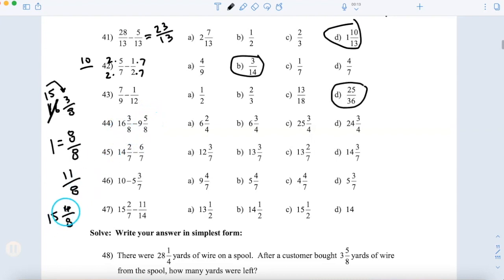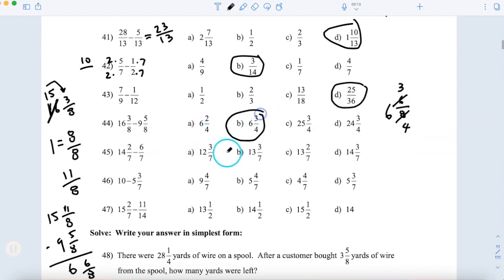Now I have 15 and 11/8 minus 9 and 5/8. So what's going to happen is I subtract the fractions. They have the same denominator, so 11 minus 5 is going to give me 6/8, and then I have 15 minus 9, which is going to give me 6. 6 and 6/8. Now, do I have that as one of my answers? No, I don't have 6/8 because I can simplify the 6/8. So if I divide it by 2 here, it's going to turn into 3, and if I divide it by 2 here, it's going to give me 4. So this is the same as 6 and 3/4.